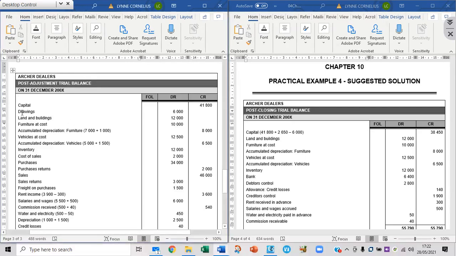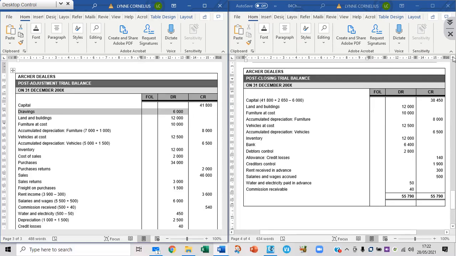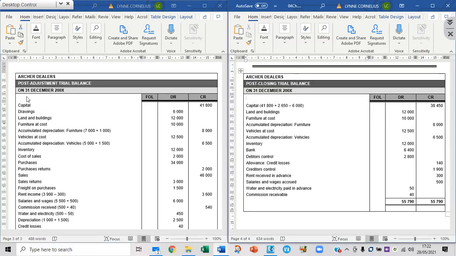The only accounts to be included in the post-closing trial balance are your asset, liability, and equity accounts. What you also need to remember is that the drawings account has also been closed off against the capital account. So that account will also not appear in the post-closing trial balance. In order then to see which accounts are going to be included, you have a look at your post-adjustment trial balance. The capital account will be included.